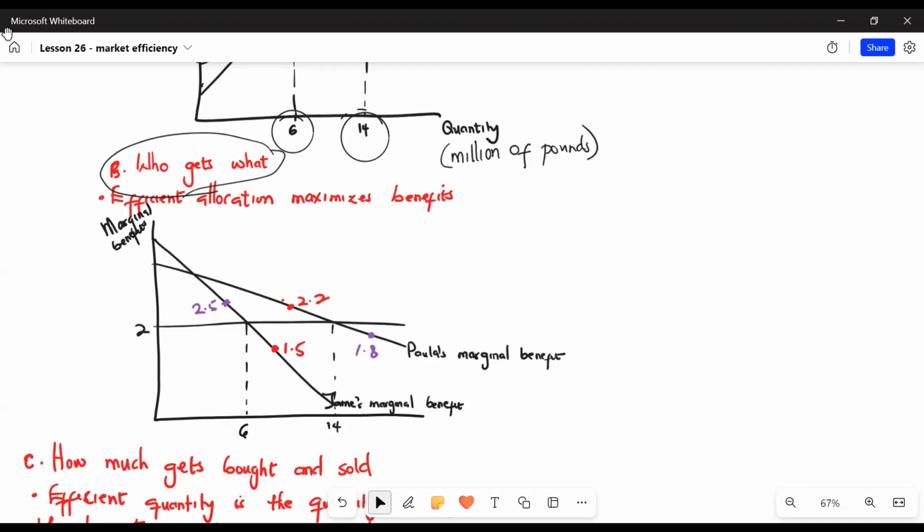So now let's consider two apple buyers, Paula and James. This curve shows their various marginal benefits. This curve will show Paula's marginal benefit and this will show James's marginal benefit. When the price is 2, James buys 6 pounds of apples and Paula buys 14 pounds of apples.